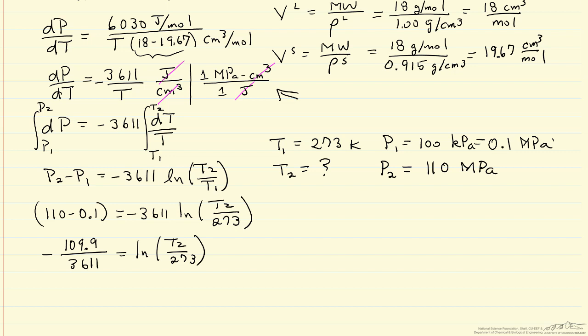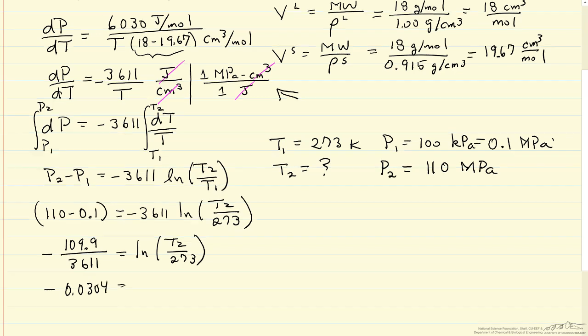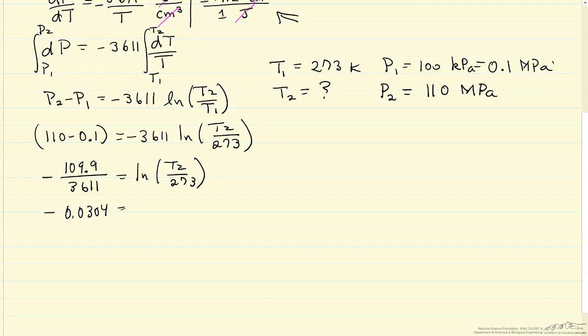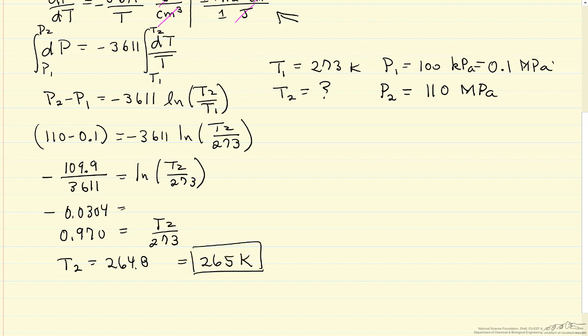So the left side, when I do the division, is 0.0304, and the right side hasn't changed. Let me take the exponents of both sides. So this is 970, and the right side is T2 over 273, which means T2 is 264.8, which I'm going to call, based on significant figures, 265 Kelvin. So we lowered the temperature for melting by 8 degrees for a really very high pressure, 110 megapascals.